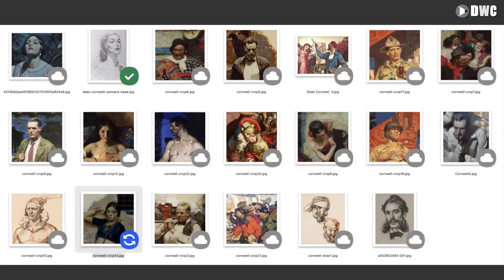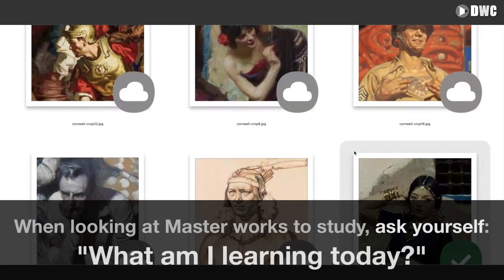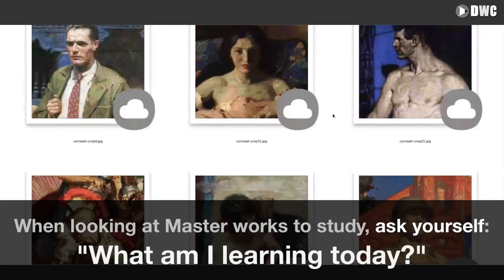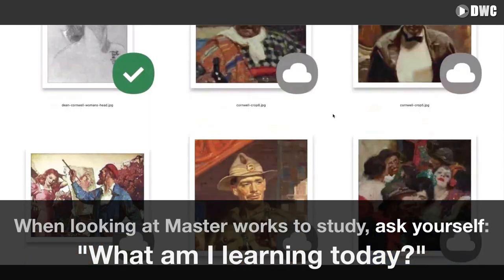Let's take a look at another great master of head drawing, the great Dean Cornwell. These heads are kind of small resolution. So when we look at a folder of Dean Cornwell, and I already picked these out, ask yourself, okay, what am I learning today? Today we're learning construction. What is construction? Essentially turning a face into a box, an organic thing into a box.